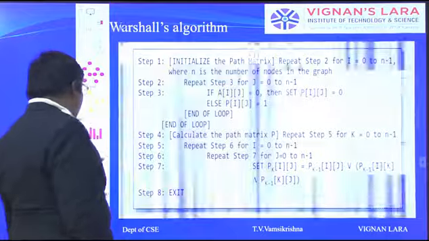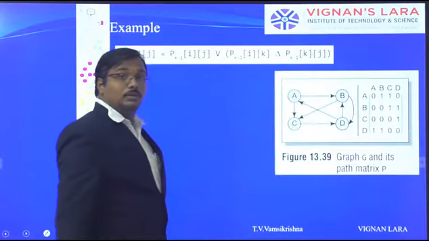That is Warshall's algorithm. So right now we are doing the exercise. By taking one problem, sometimes they give the problem also. Try to calculate the path matrix. What is the path matrix you are getting?